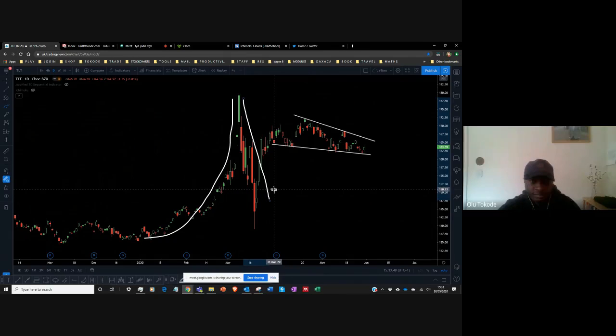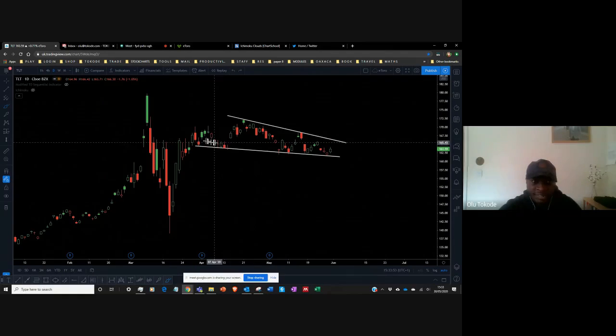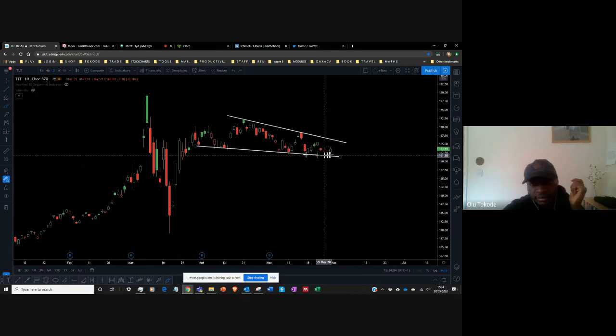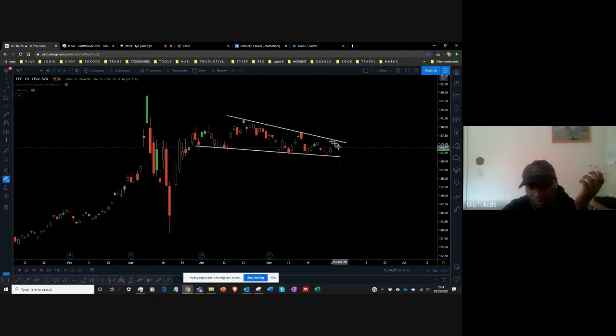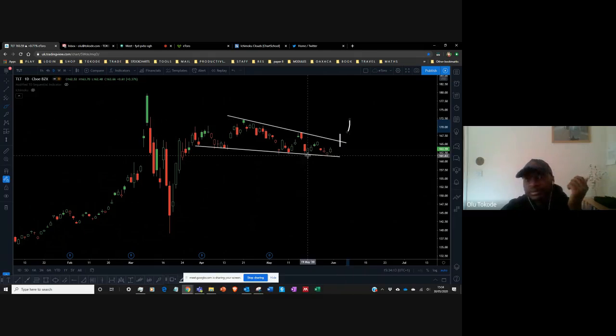So right now, bonds are consolidating into a bullish pattern. So you have a bounce here, rejection, bounce, down. So this is consolidating into a falling wedge. Eventually, the falling wedge will break out of that pattern, and then you get confirmation.